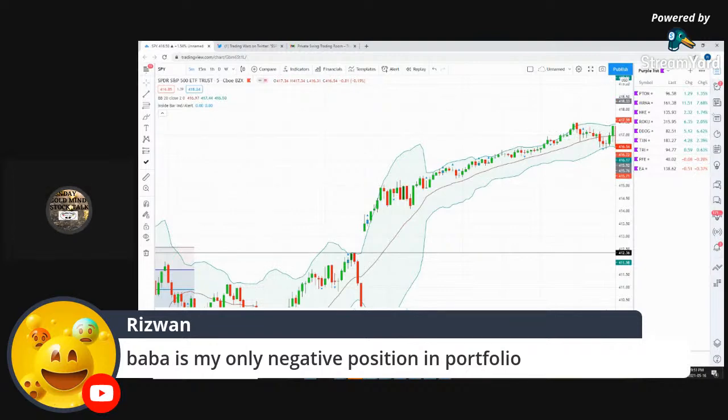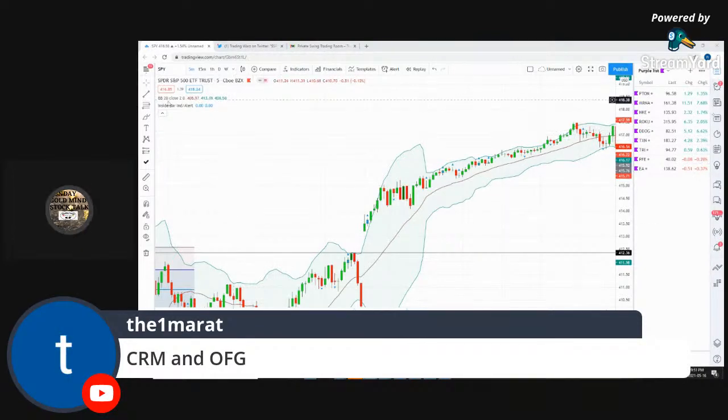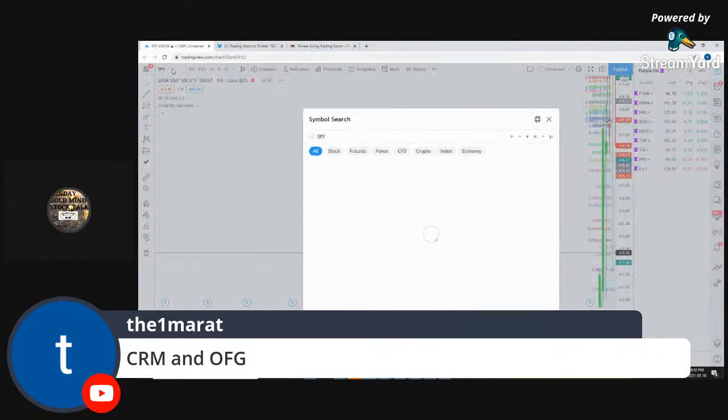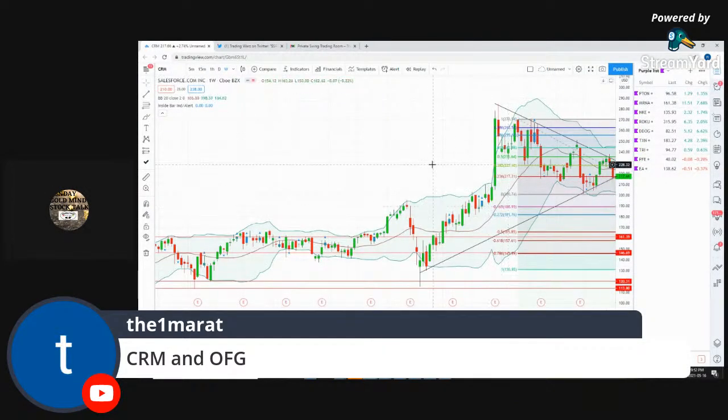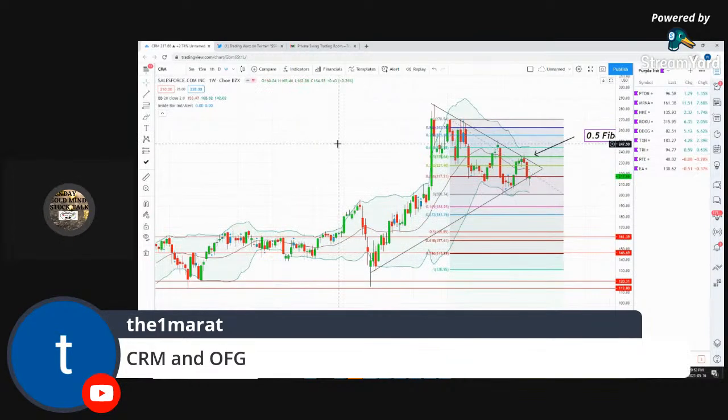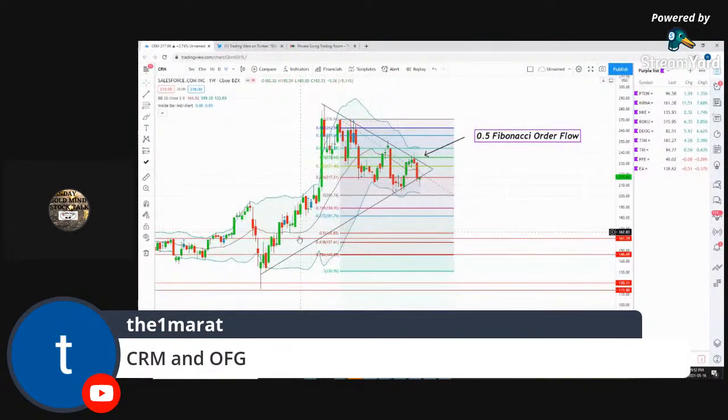Okay, so we have a few more chart requests. CRM and OFG. Let's look at that. CRM. Yeah, I've been watching this for a while. We're just basically filling in this pennant pattern, triangle pattern here, so it looks like it's coming to a climax. The bulls need to get above 237 and the bears need to take over and take down 210. So really just keep your eyes on those two pivots to see which one breaks first.